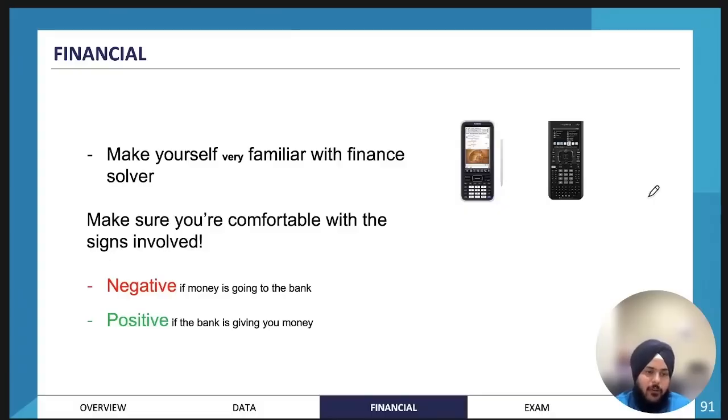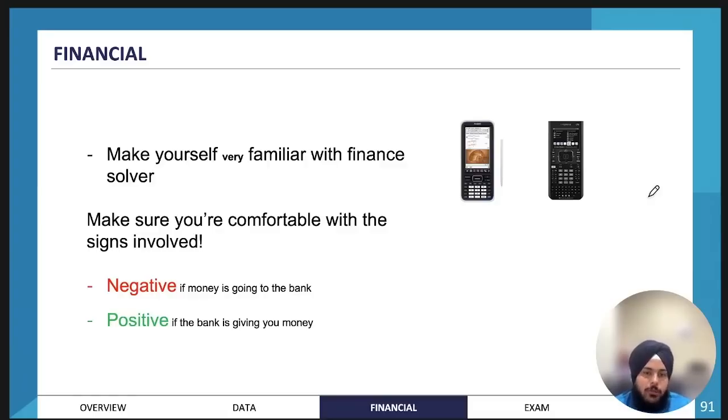Get yourself familiar with the finance solver. Your finance solver is literally everything. If you can't use it on the exam or you don't know how to use it, you can't answer most of the questions, or you will, but they're going to be really hard to answer. And some questions you just can't. So make sure when you're using the finance solver, you're really familiar with what negative and positive mean and when we need to use them.